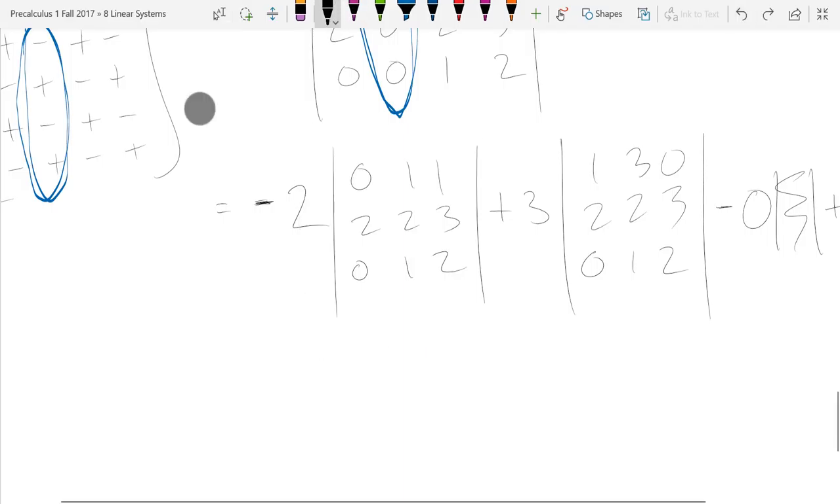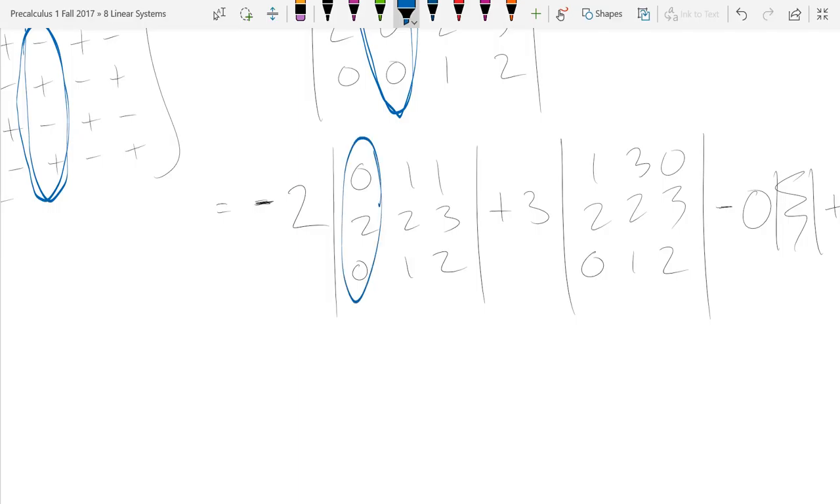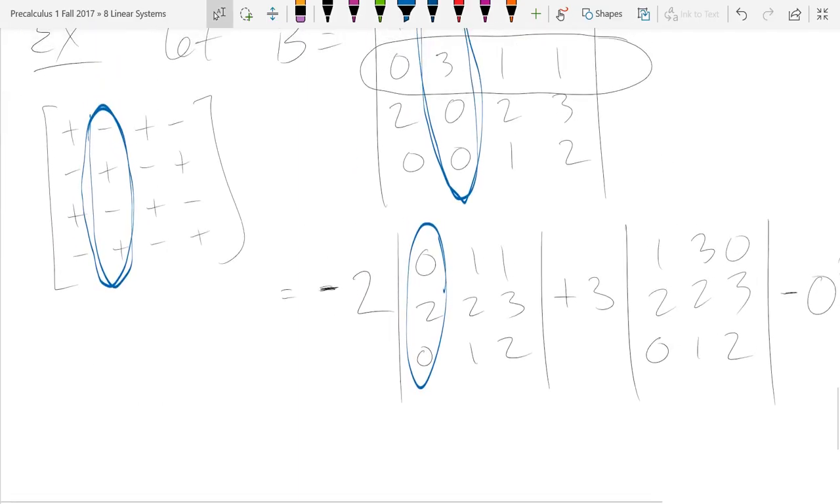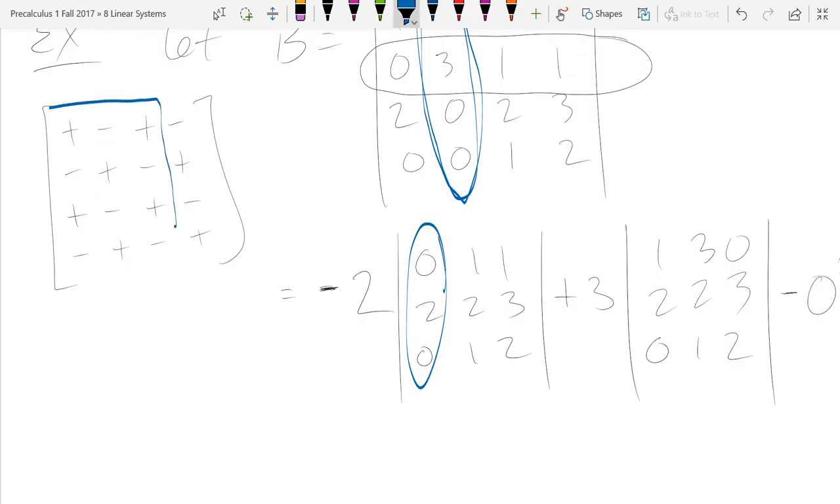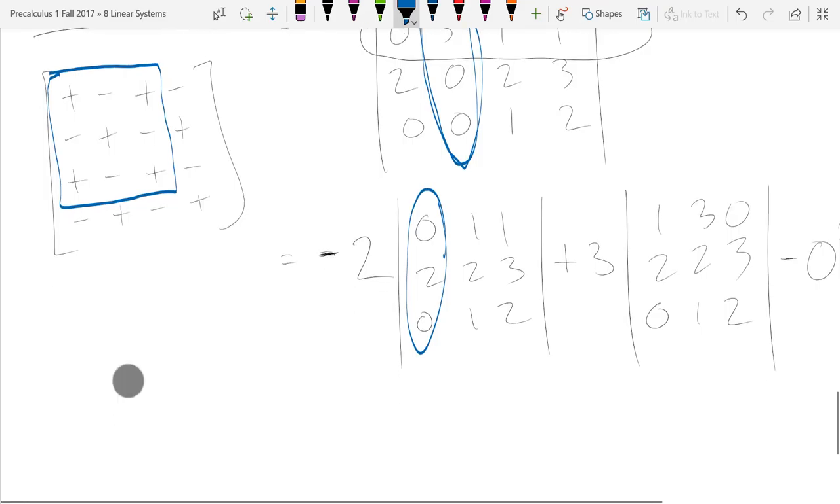So I like the first column. It's already got two zeros, so there's not so much work to do. Now, if you have your sign matrix written out, you don't have to rewrite a sign matrix. What you can do is just very carefully think about the 3 by 3 sub-sign matrix. So there's the 3 by 3 sign matrix right there, hiding inside the 4 by 4.